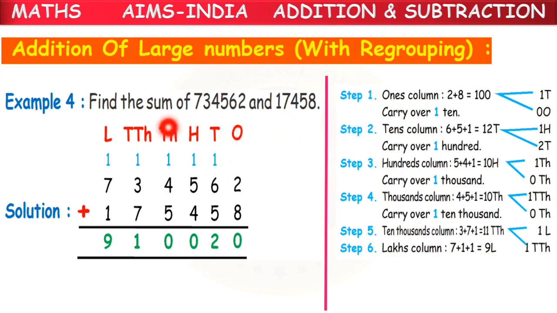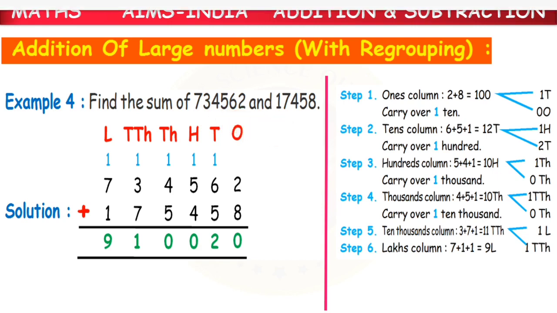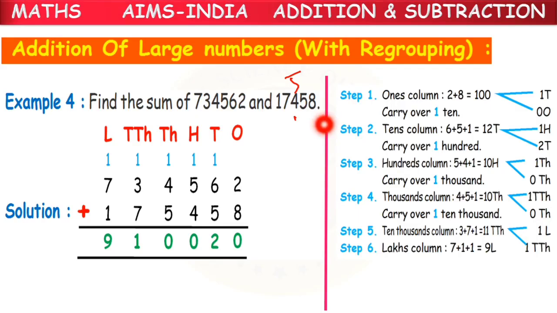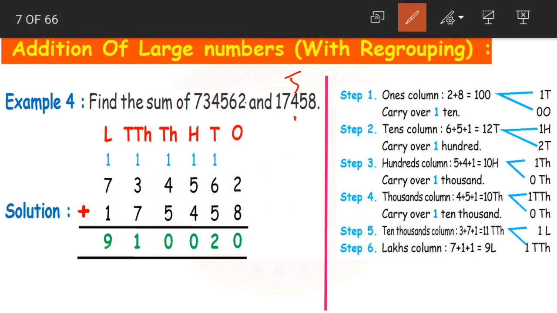Yes. Now find the sum of 7,34,562 and 1,75,458. Now again, what will the first step be? First, let us write both the numbers in their respective place values. Then we start counting from the ones place.